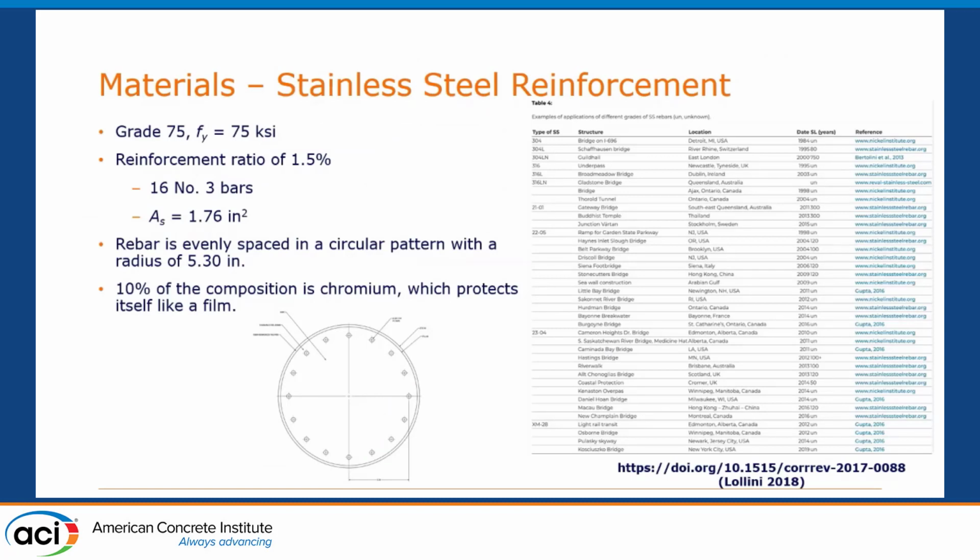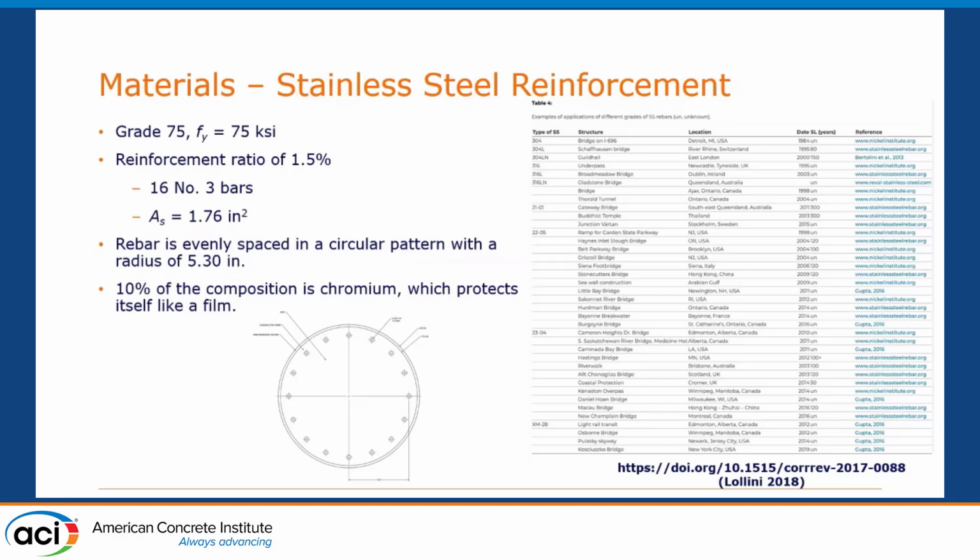All right, and then comes the stainless steel reinforcement. We have investigated 1.5%, typical. This is a typical reinforcement ratio for a concrete column structure. And for stainless steel, it's normally provided as grade 75 with 75 KSI yield strength.